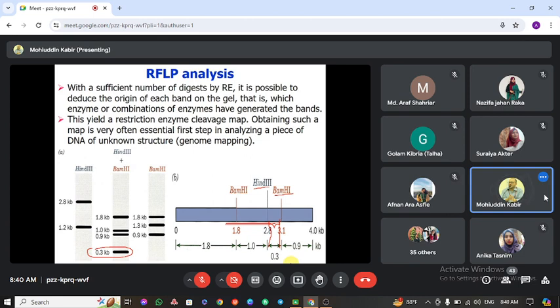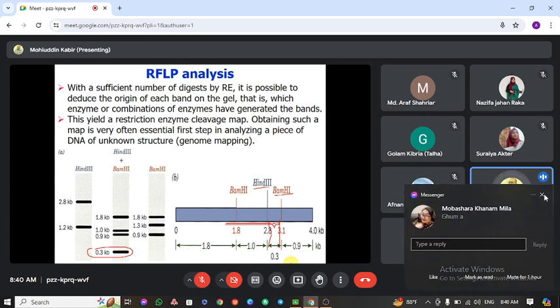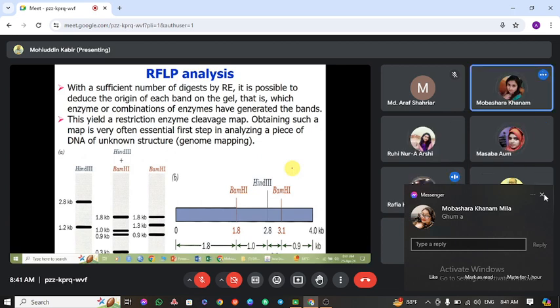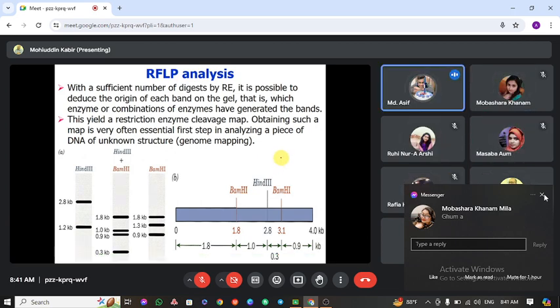And this is called genome mapping. In this type of genome mapping, we do not require any prior information of the DNA. Is it clear? Yes, sir.